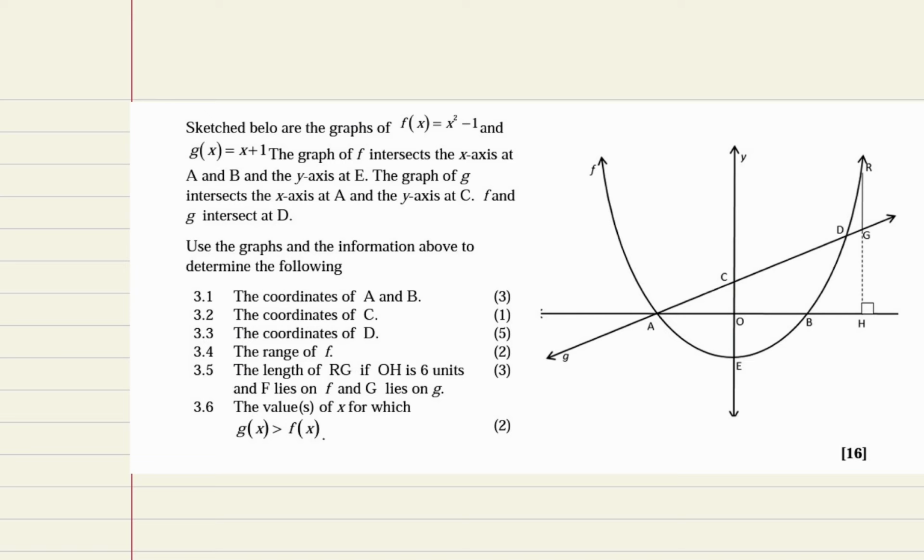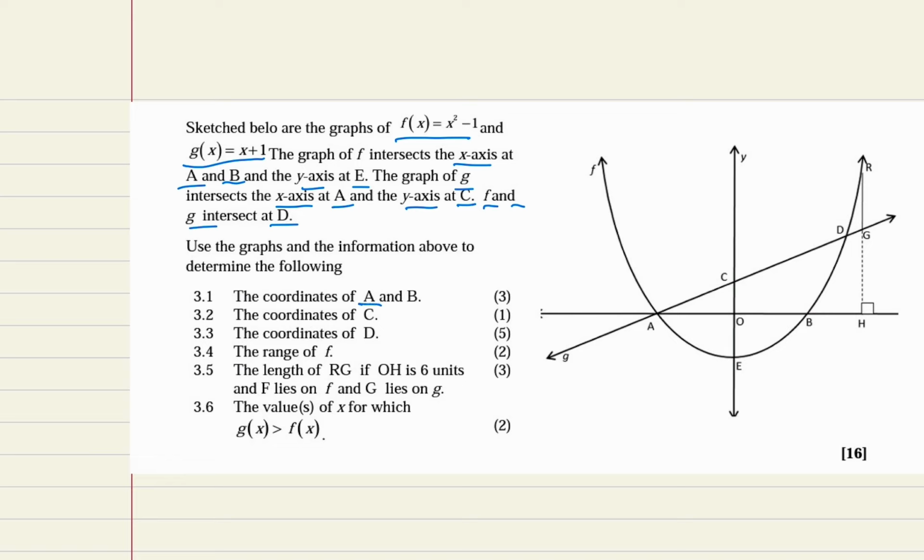Grade 10s, we are given such a question like this. In the sketch below, the graph of f of x and the graph of g of x intersect the x-axis at A and B, the y-axis at E. The graph of g intersects the x-axis at A and the y-axis at C. F and G intersect at D. Use the graph and the information above to determine the following.